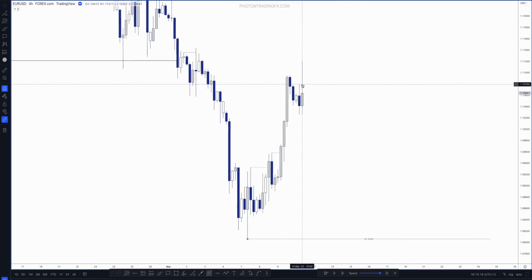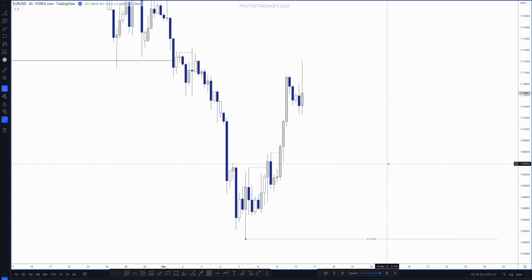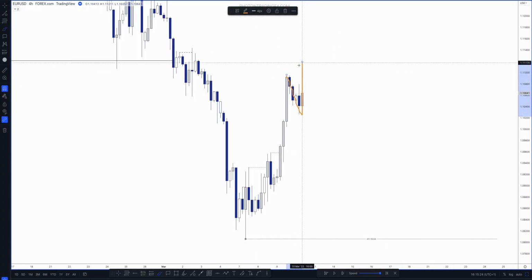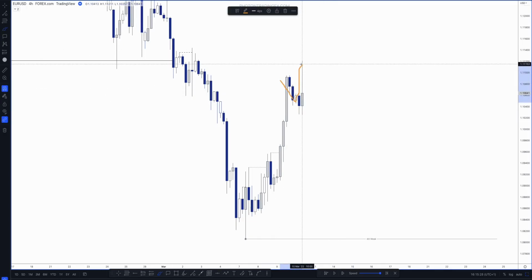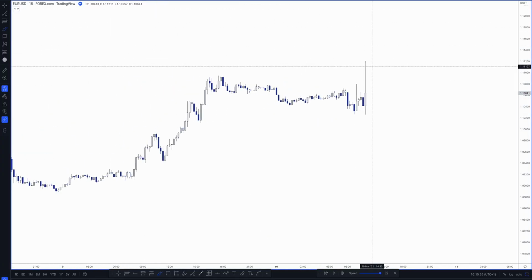This is another tricky CHoCH situation. Did it break the high or did it break the low first? Because if it just pulled back like this and then broke the high, then it's just a continuation, right? Or if it did this, breaks the high, then that would become the low, and then if it comes back down, then it could be a bearish CHoCH. But let's have a look and just confirm on a lower time frame.